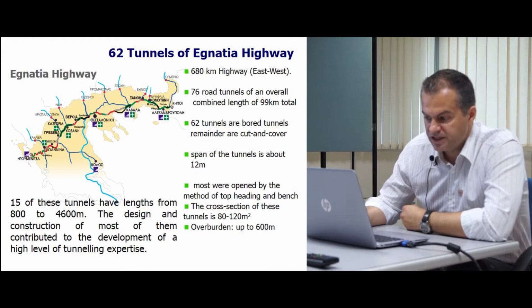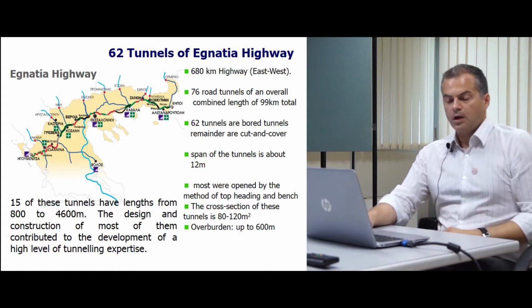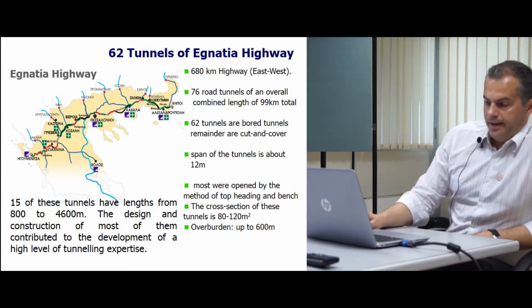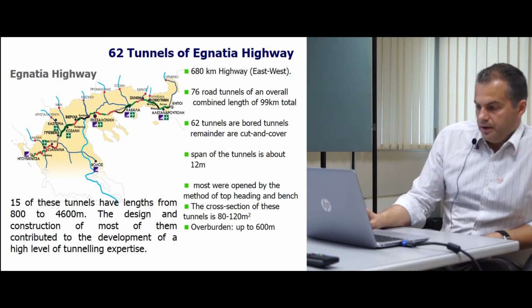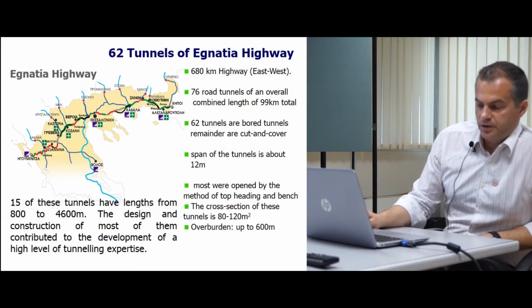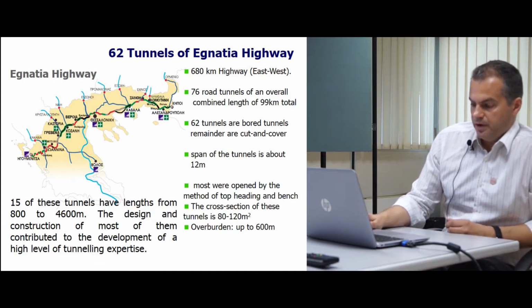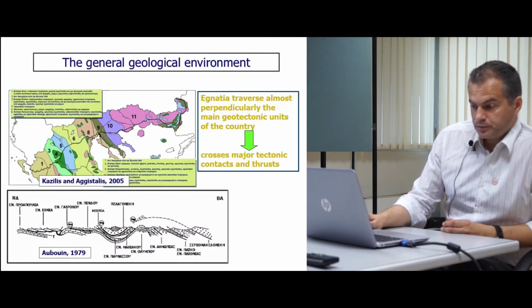These 62 tunnels are bore tunnels, and the span of these tunnels is about 12 meters. They were constructed with a conventional method, opened by a top heading and bench. The cross section of these tunnels is about 80 to 120 square meters, and the overburden is up to 600 meters. So this is the experience that this chart was based on.